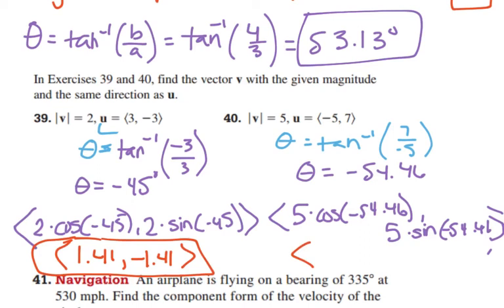And so our new component form vector is 5 times cosine of that value. So 2.91. And then 5 times sine of negative 54.46232221. Anyway, just put all the digits in. So negative 4.07.